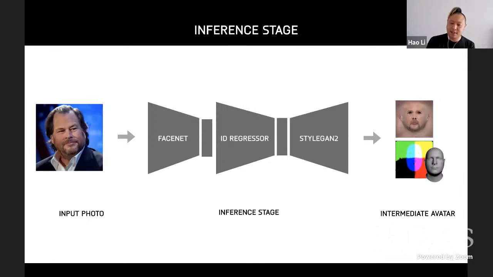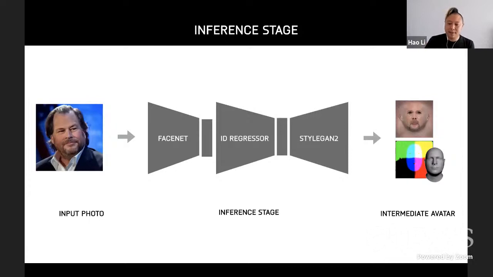So we take the FaceNet and train the identity regressor, basically train the whole thing end to end in order to obtain this inference stage, right? The inference stage allows us to generate a 3D avatar directly from that input image. So now you might ask yourself, how do I get the 3D model?